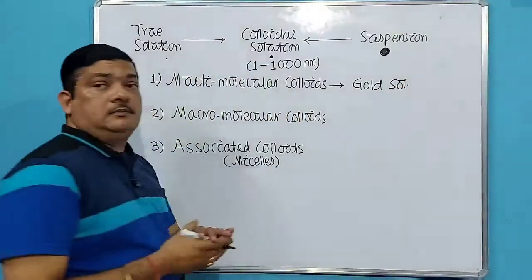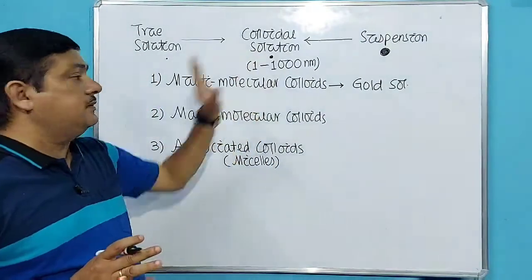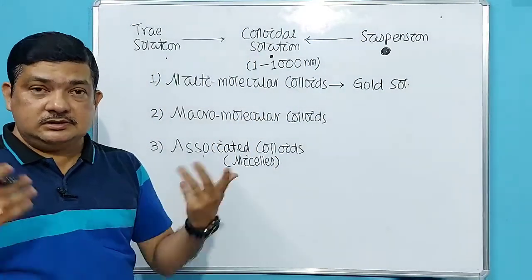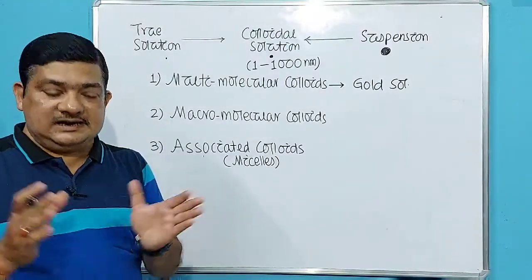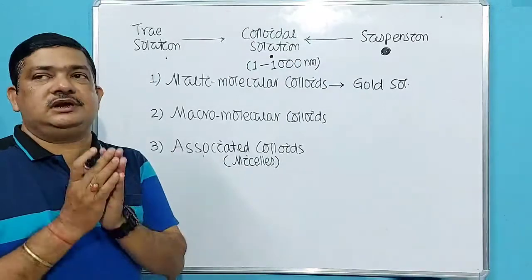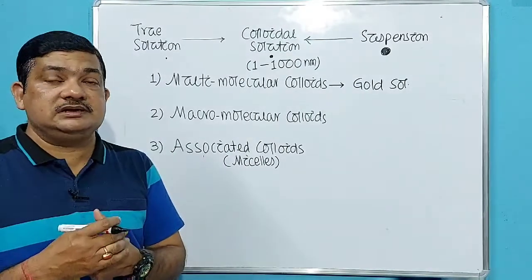Gold soap means colloidal solution of gold. So this particle size of gold is extremely small and does not fall in the range of colloidal solution. So how does it form a colloidal solution or gold soap? Now when a large number of gold particles are combined together or associated with each other, then their particle size increases and falls in the required region.